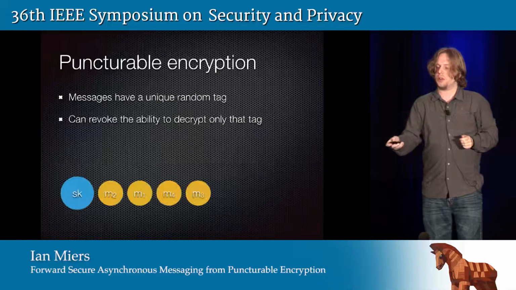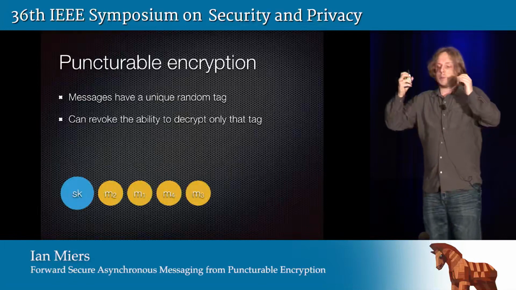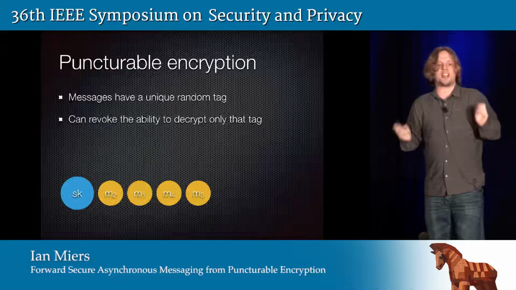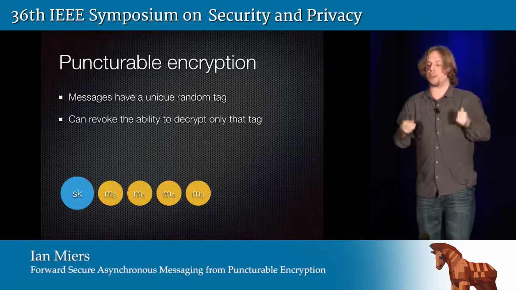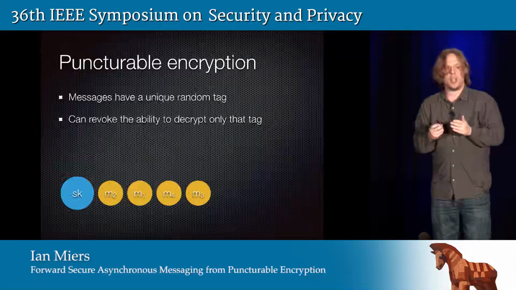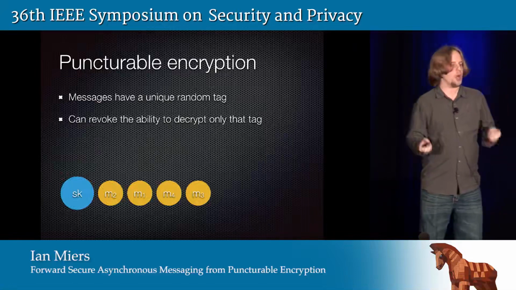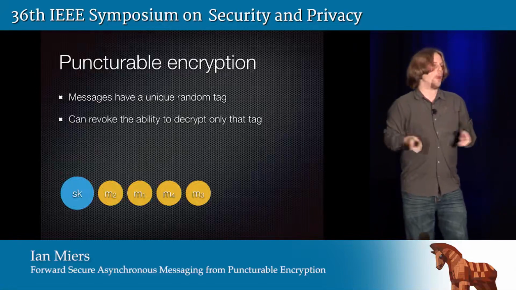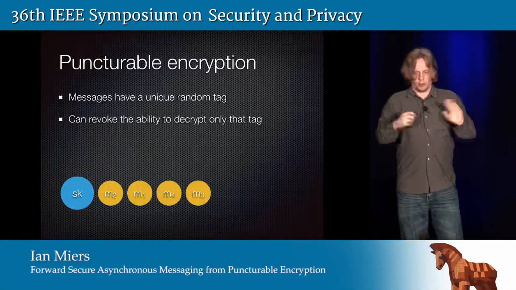Try something different. So what do you do? Well, suppose that you just had messages which have a unique random tag, and that every time you get a message, you can simply revoke the ability to decrypt on only that tag. This would be nice. This would get you the sort of fine-grained forward security you want, because the moment you get a message, you update your key material, and you have no problem. You're now forward secure.